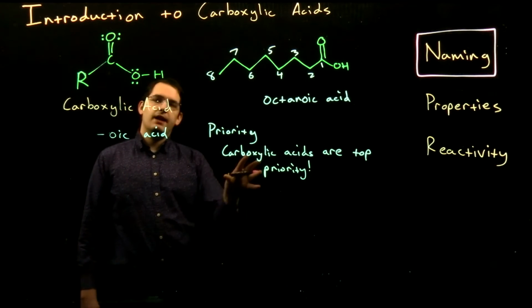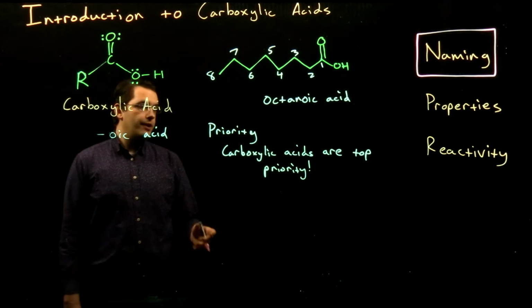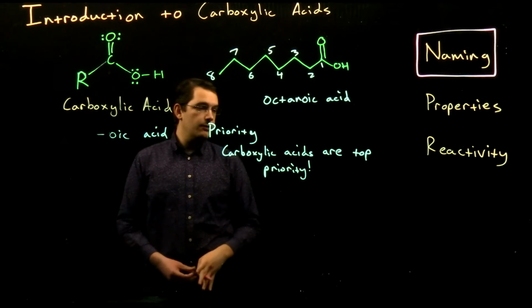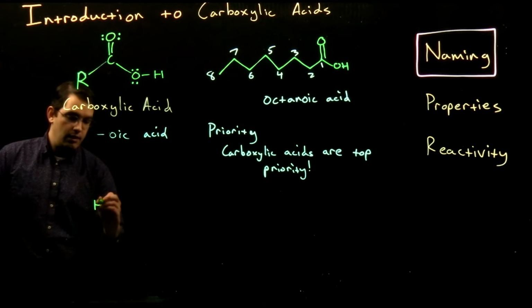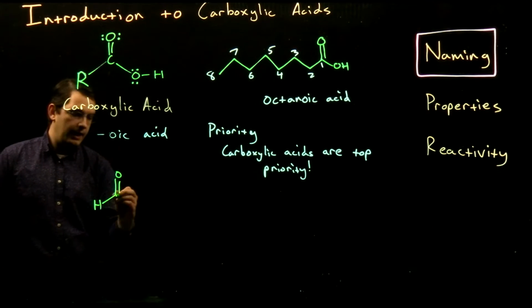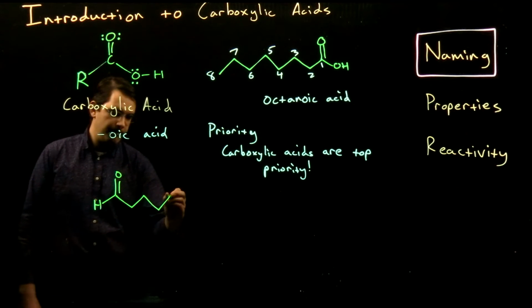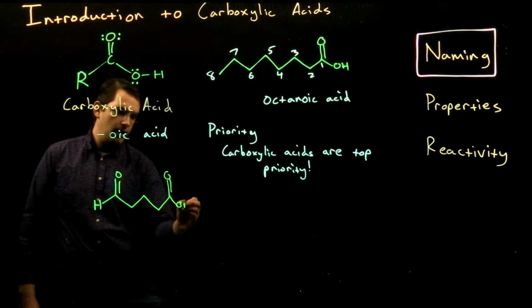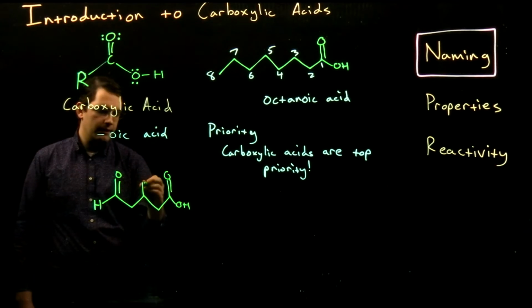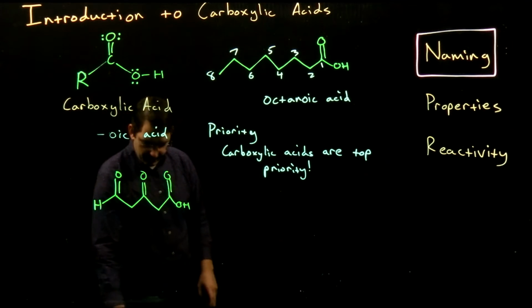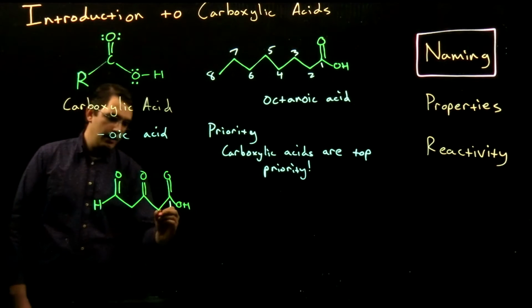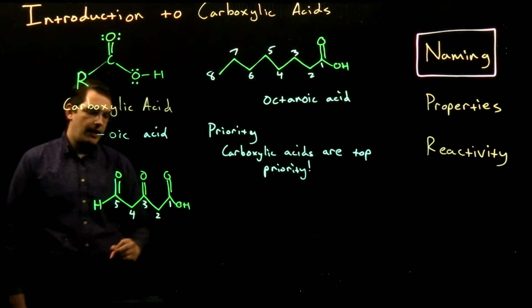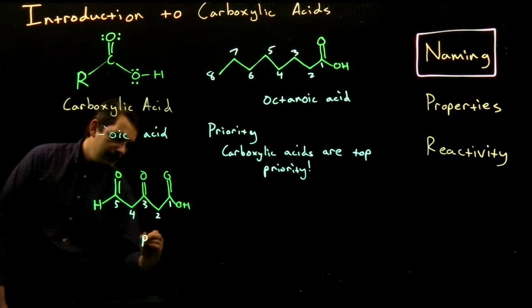So our carboxylic acids take top priority over all other functional groups, including the aldehydes and the ketones that we've looked at recently. So if we have a compound with both an aldehyde and a carboxylic acid, let's go ahead and add a ketone here as well. So we're always going to start from our carboxylic acid. That's always carbon 1. And then we can just count out our chain from there. So we have 5 carbons to make this a pentanoic acid.